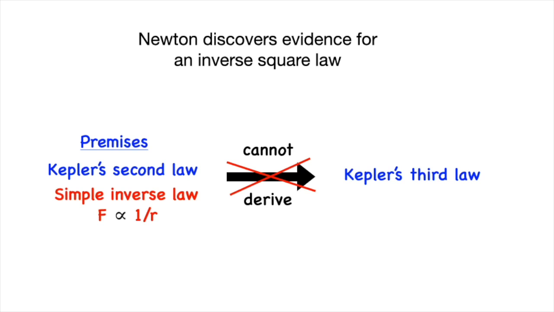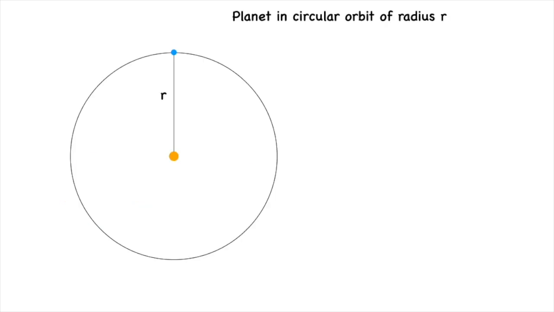Newton found that if he took as his second premise a simple inverse law, that is, force is proportional to 1 over r, he could not derive Kepler's third law. Similarly, if he took as his second premise an inverse cube law, he likewise could not derive Kepler's third law. So, let's try to replicate how Newton would have proceeded in greater detail. We begin by drawing a diagram of a planet in a circular orbit of radius r.